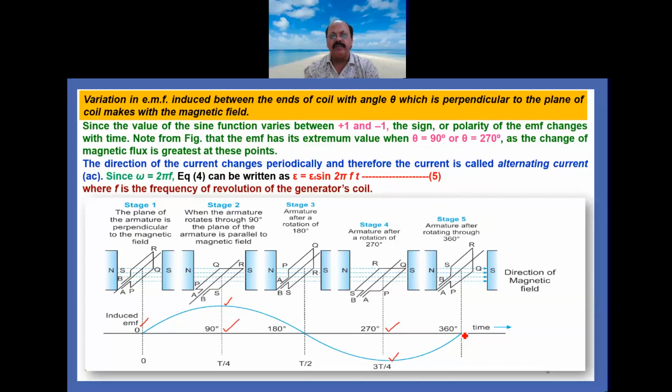So over one complete cycle, the induced EMF varies from 0 to maximum, maximum to 0, then 0 to maximum in opposite polarity, then maximum to 0. So this is an alternating EMF, and hence alternating current is developed. From here we can say that in an AC generator, mechanical energy gets converted into electrical energy.